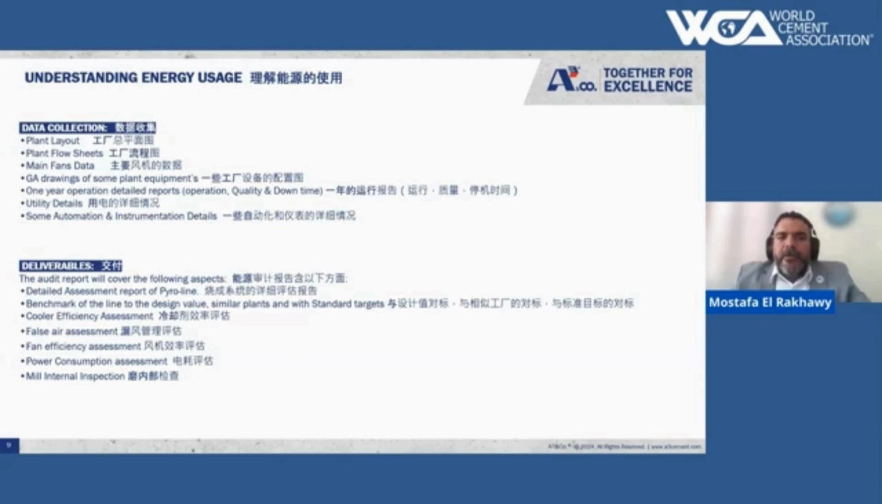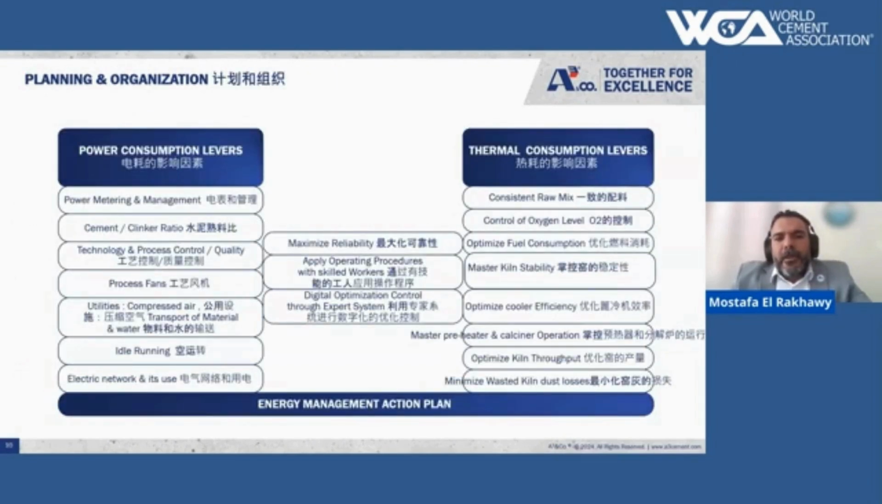benchmark for the design values, and also with similar plants with similar equipment and similar fuel mix, some targets, also the cooler efficiency assessment for that plant, false air assessment in the preheater, fan efficiency assessment, and also power consumption assessment. With this we understand our energy usage, we measure our energy usage, and now we can know the gap between the design or the standard or the reference value, and also the difference with other benchmarked plants.